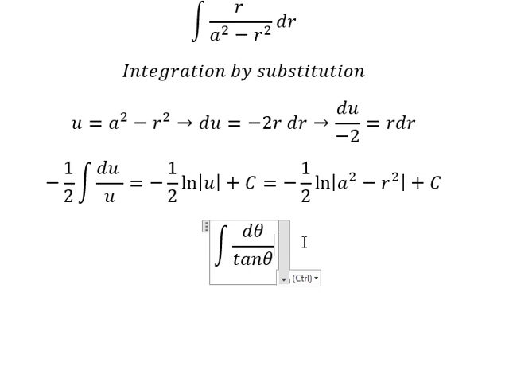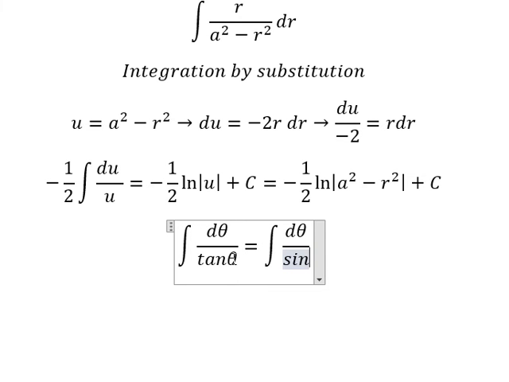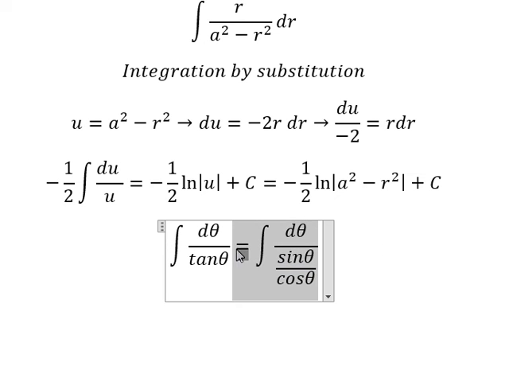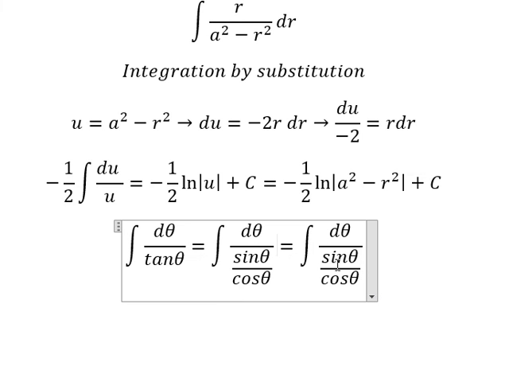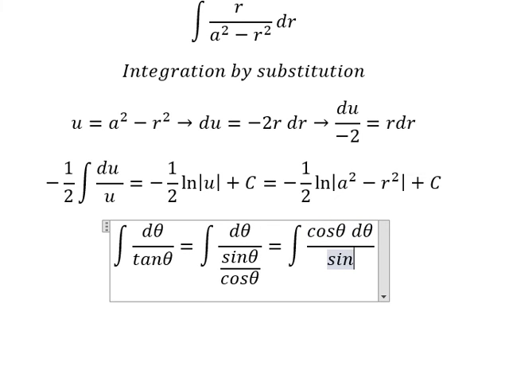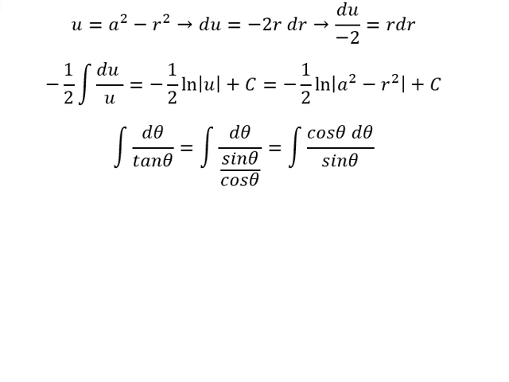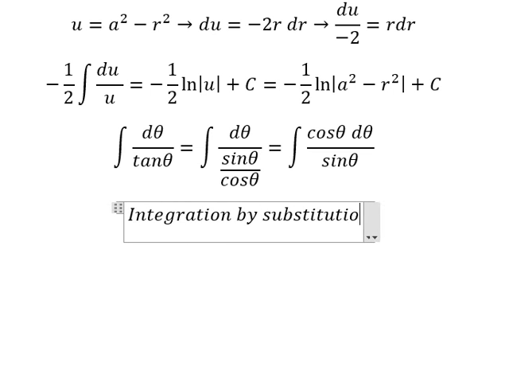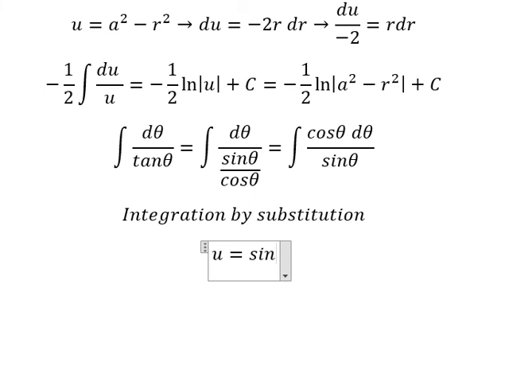About this one, we can put sine theta over cosine theta in here. And this one, we can put cosine theta to the numerator. Next, we can use integration by substitution. So I will put u equals sine theta.